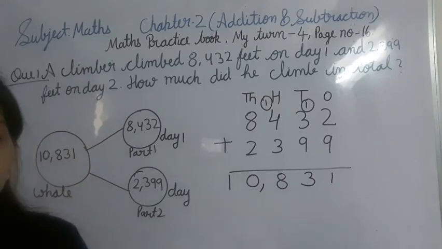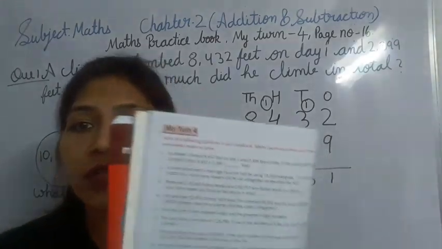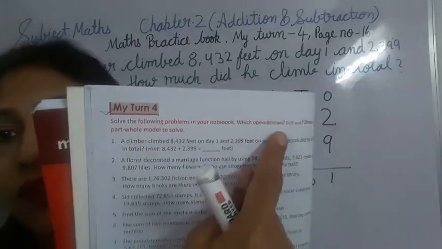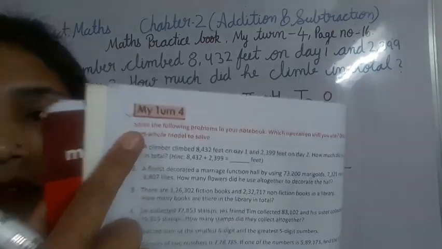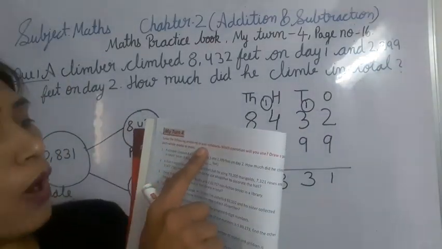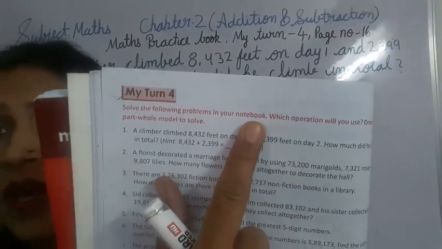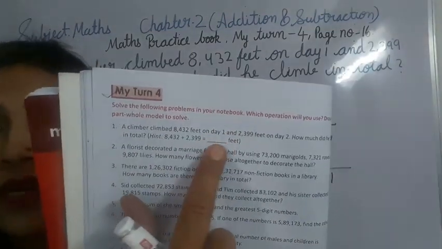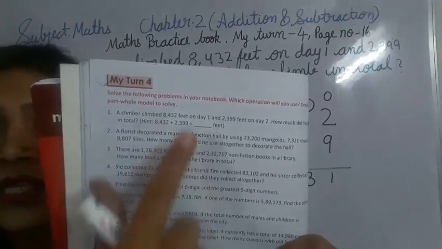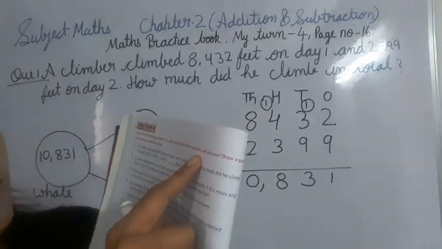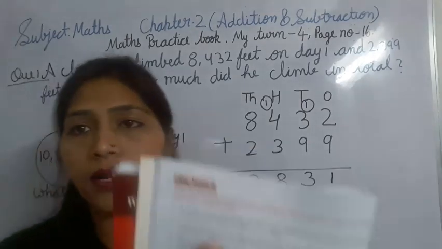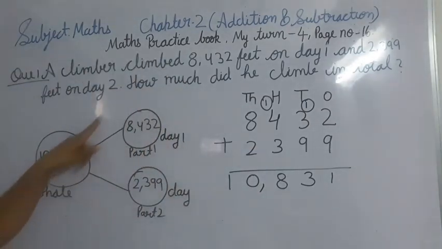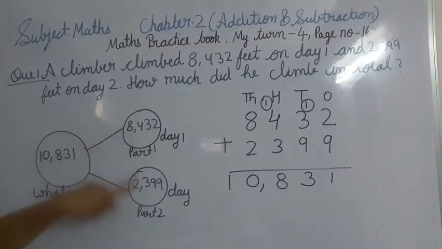And beta, whenever you are doing anything, before starting you have to read the instructions carefully. Many queries I am getting related to this. See, just read what they have written here. Solve the following problem in your notebook. So a few students are writing the answer here only. You have to do these sums in your notebook. And which operation will you use? Draw a part whole model. Part whole model is this one only, number bond. Okay, part whole model, or it is also called number bond.